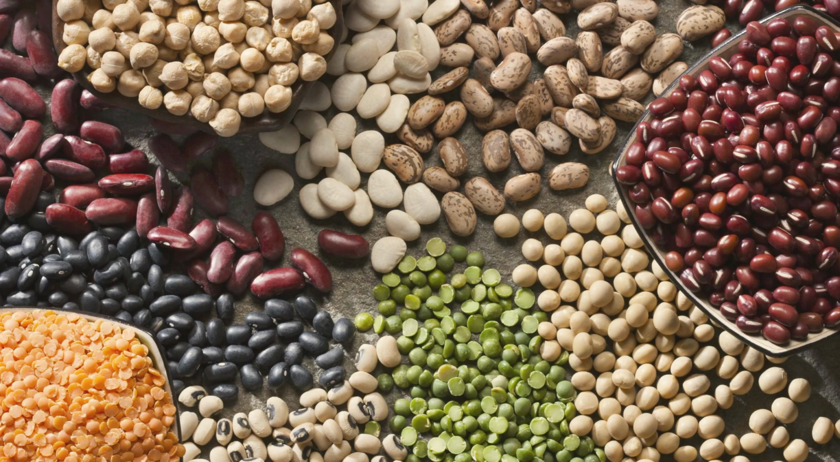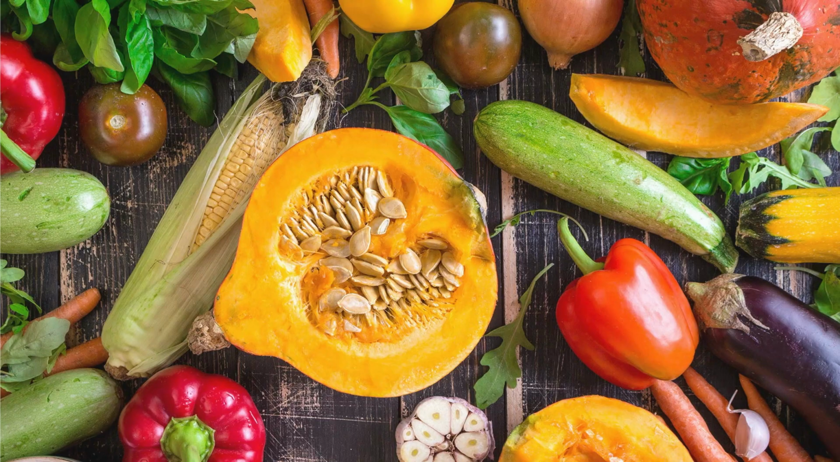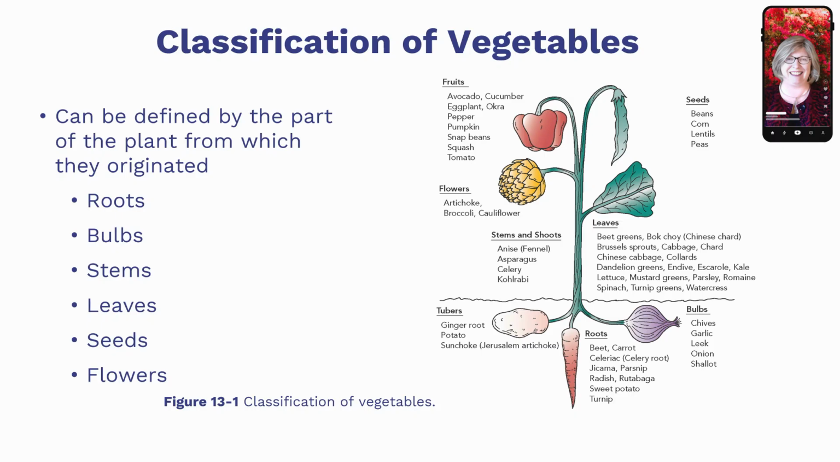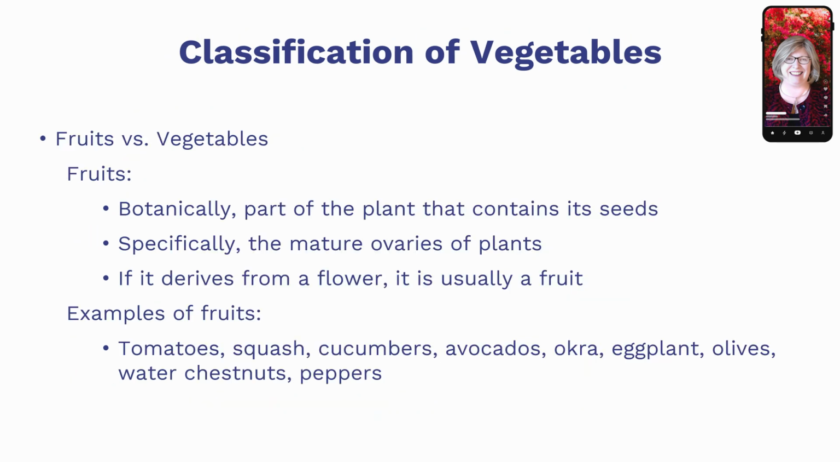How many of these legumes have you tried? And these vegetables? The classification of vegetables can be seen as roots, bulbs, stems, leaves, seeds, and flowers. The diagram on the right, which is figure 13-1 in your textbook, shows the classification of vegetables along with some examples. The fruit of the plant is the part of the plant that contains its seeds.